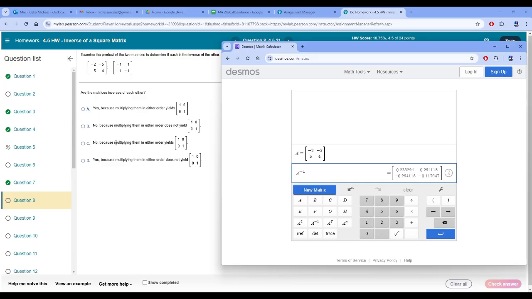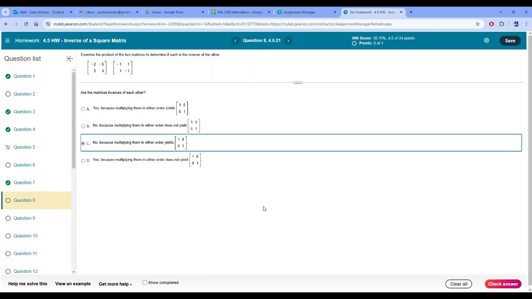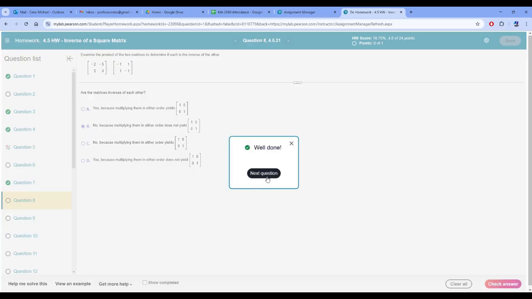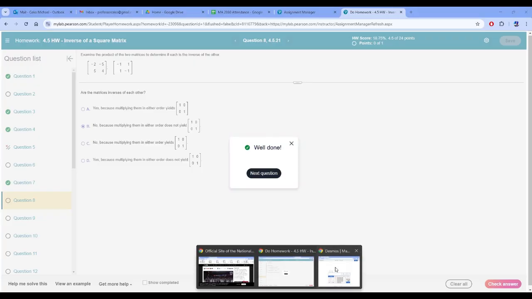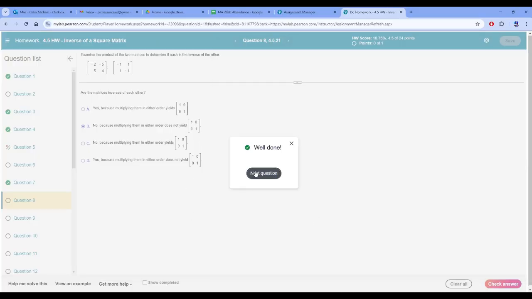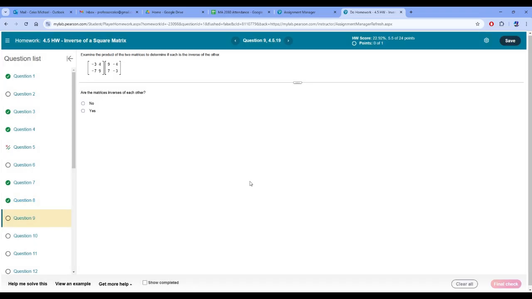No, because multiplying the two does not yield that. It gives me that crazy decimal, whatever that is. Next. Examine the product of two matrices to determine if each is the inverse of another.